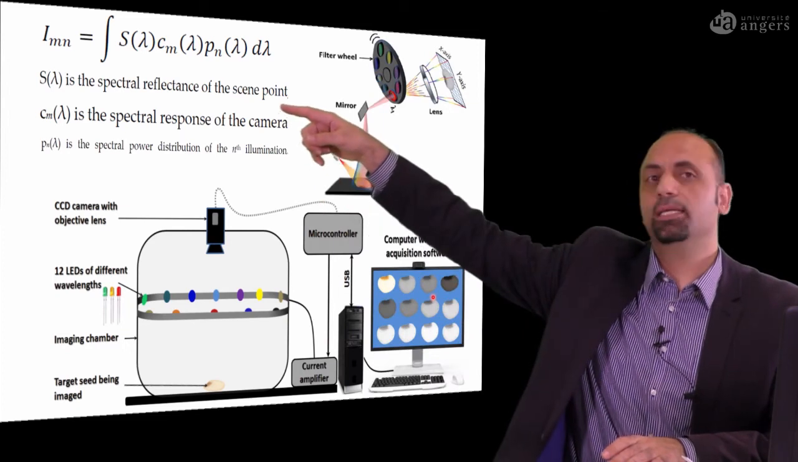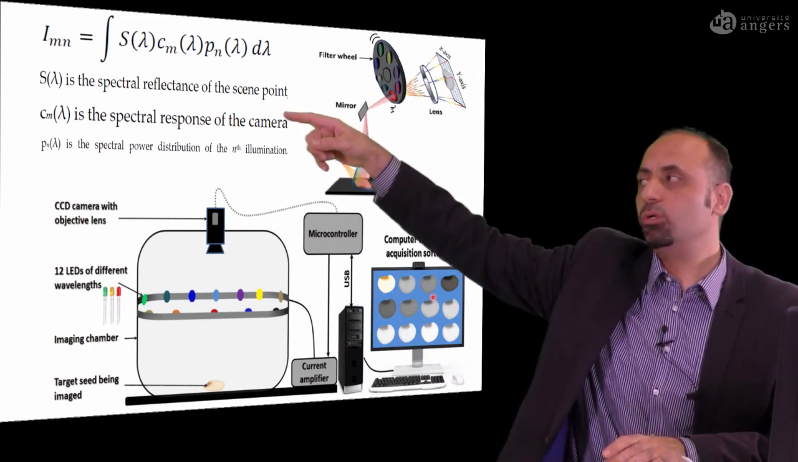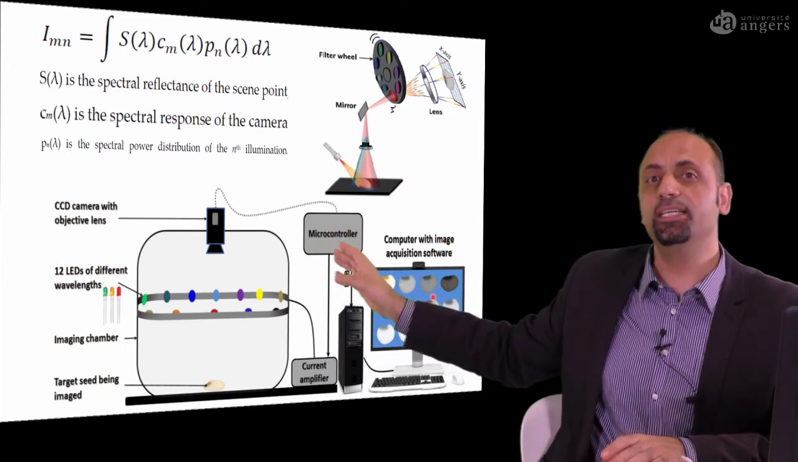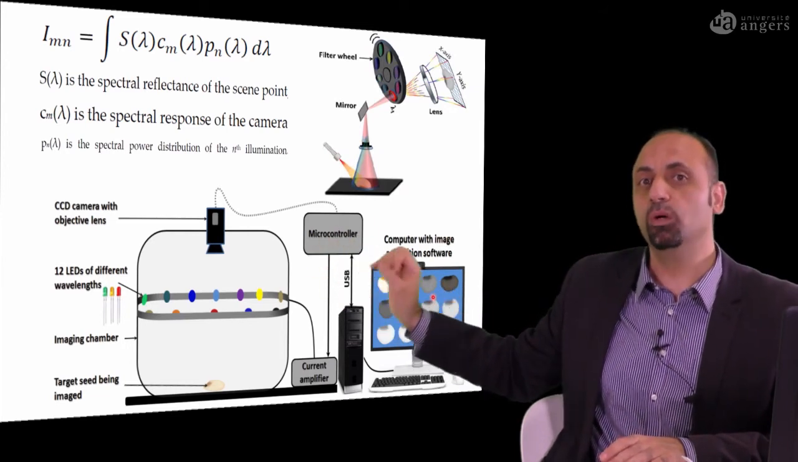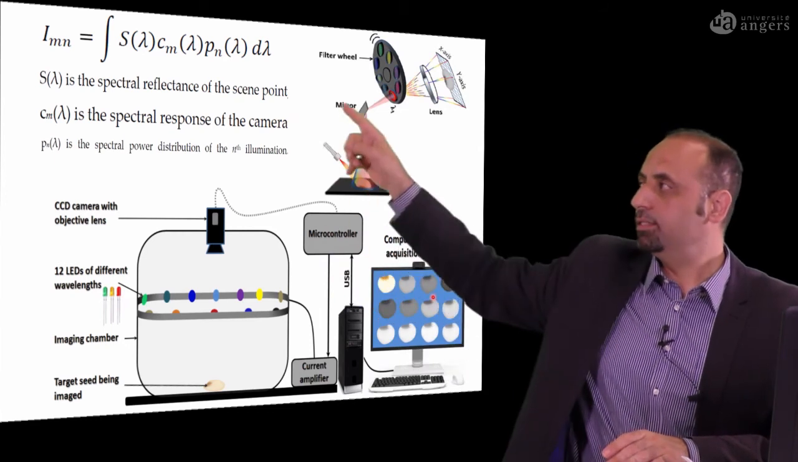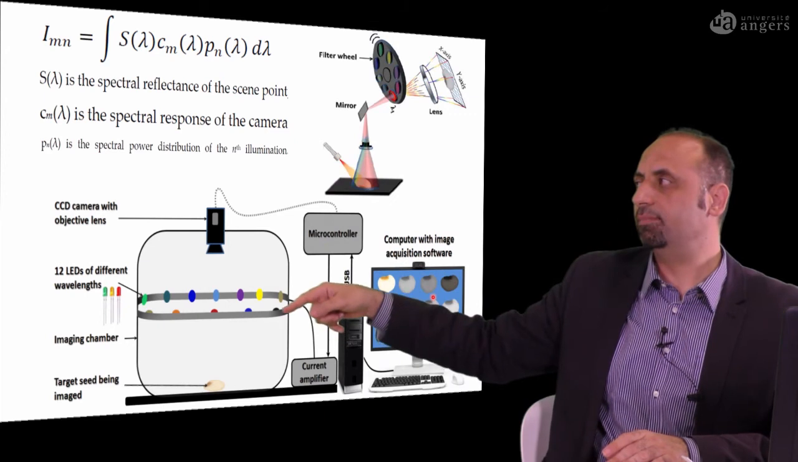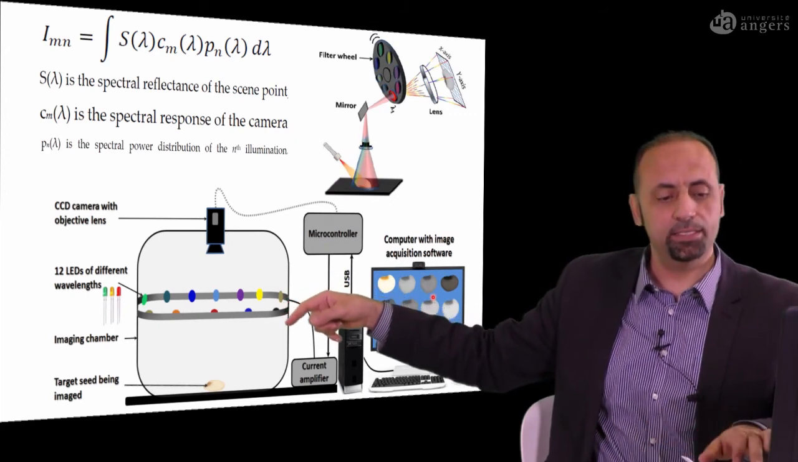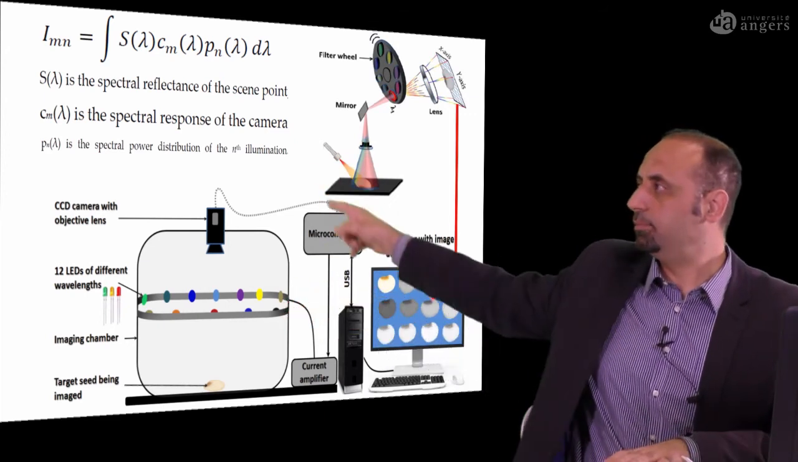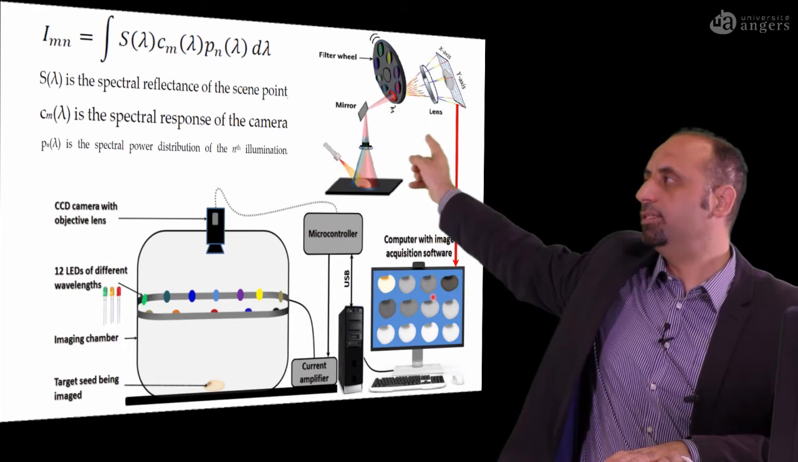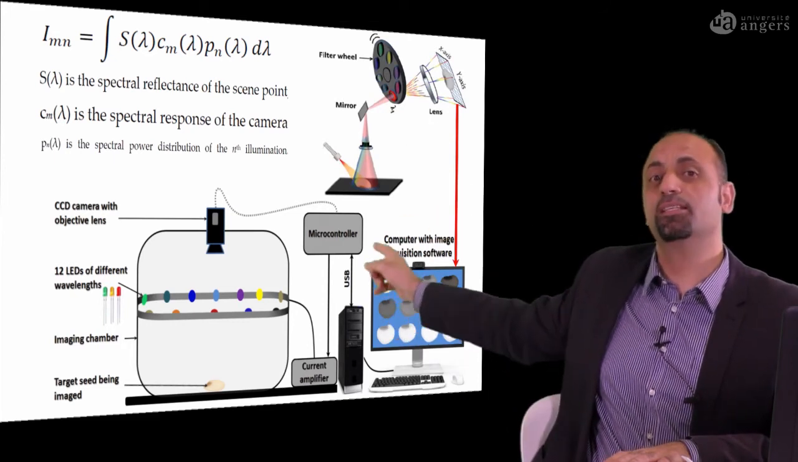Based on this equation, you have 2D images at different wavelengths. This system is called the filter wheel system. This system is called the illumination-based system. This system gives you multispectral images at different wavelengths. In the same scenario, this system gives you the same image.